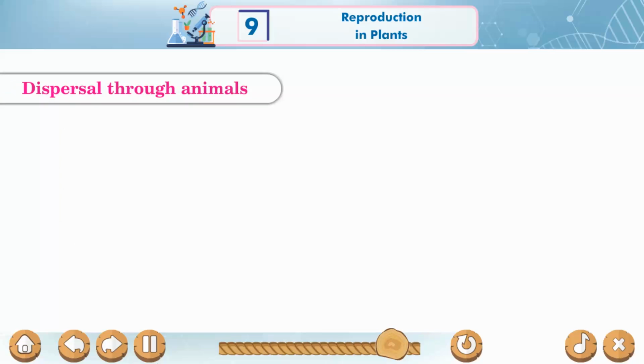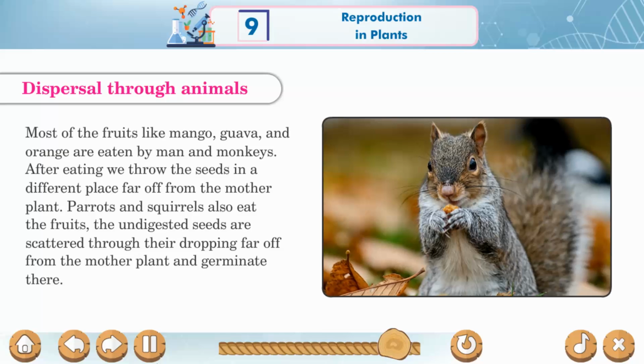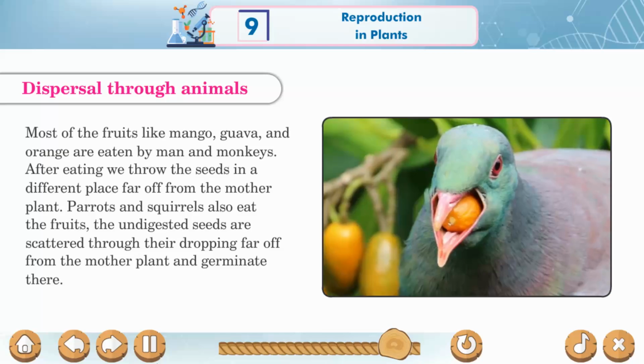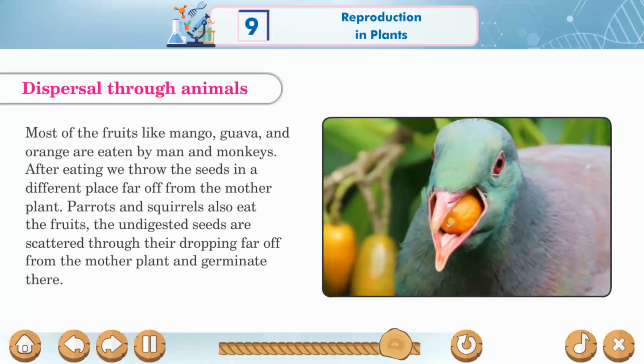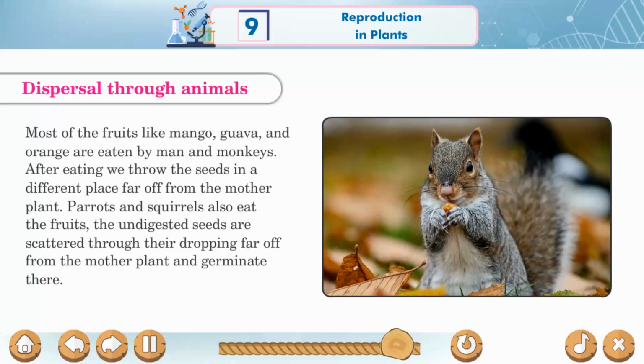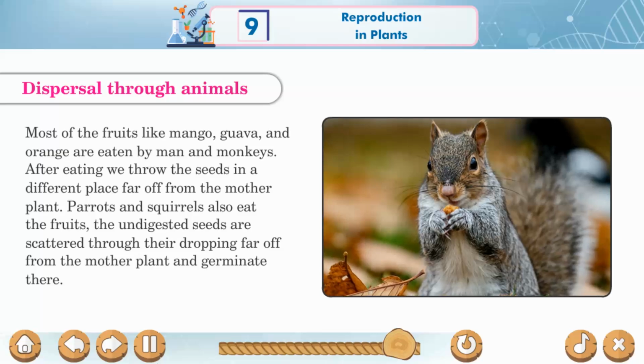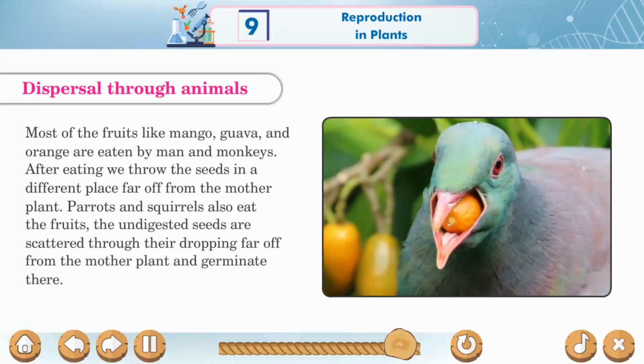Dispersal through animals. Most of the fruits like mango, guava and orange are eaten by man and monkey. After eating, we throw the seeds in different places far off from the mother plant. Parrots and squirrels also eat the fruits. The undigested seeds are scattered through their droppings far off from the mother plant and germinate there.